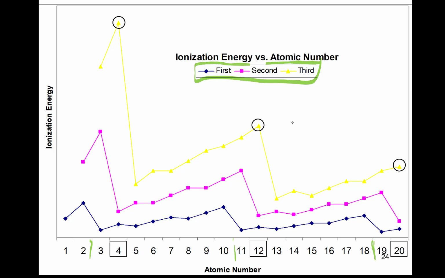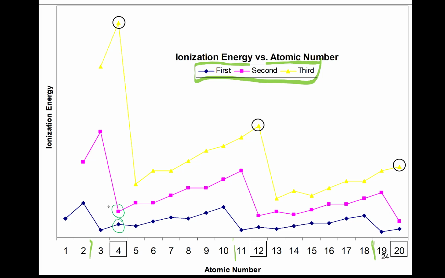Let's look at atomic numbers 4, 12, and 20. Those are in group 2: beryllium, magnesium, and calcium. Notice the third ionization energy is really high because those are group 2 atoms. They don't want to lose 3 electrons. They only want to lose 2. So for their first ionization energy, for example for beryllium, it's easy to lose the first 2. I just circled those ionization energies. But once they lose the first 2, it takes a lot more to lose the third electron.